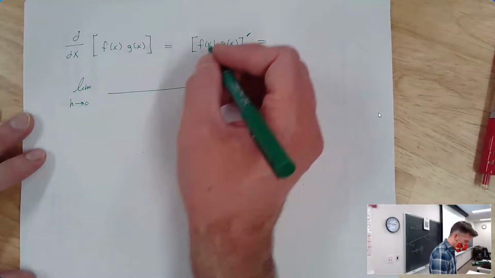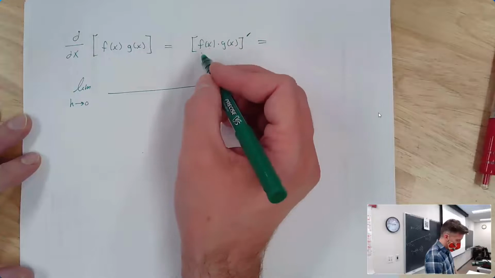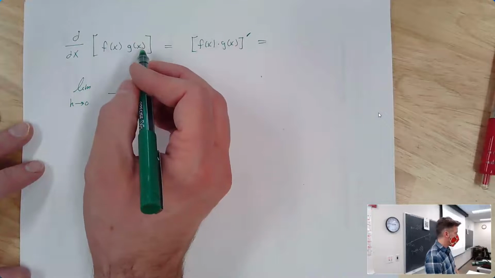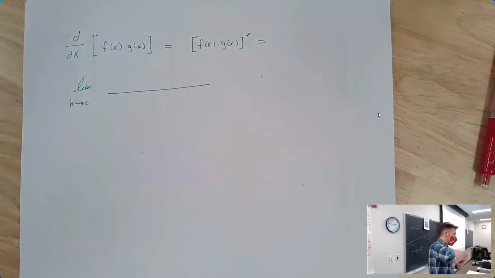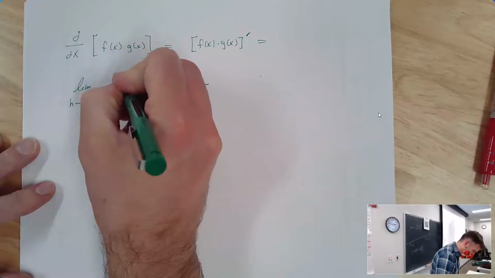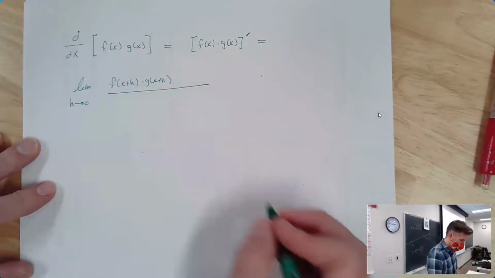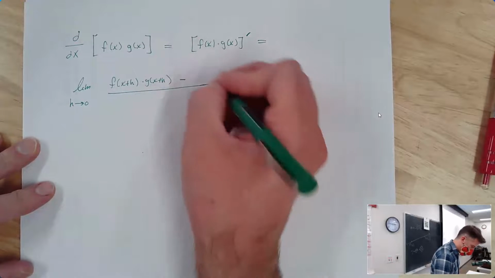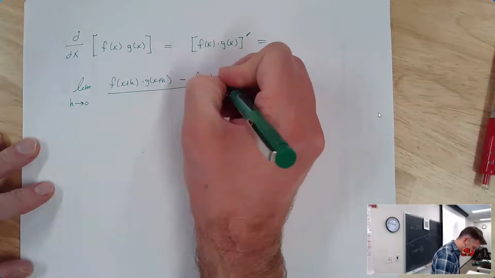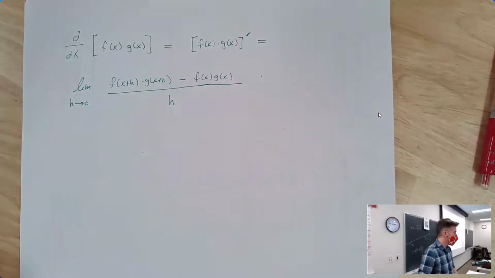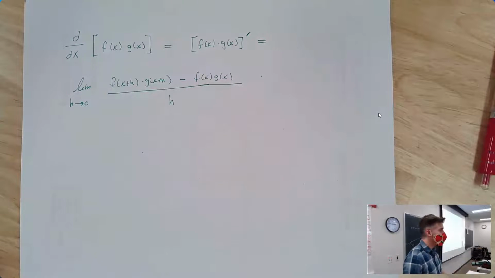So here it is. It's kind of weird to think of this, but if my function is f of x times g of x, then when I plug in x plus h, I get f of x plus h times g of x plus h minus f of x times g of x all over h. There's my limit definition of the derivative.